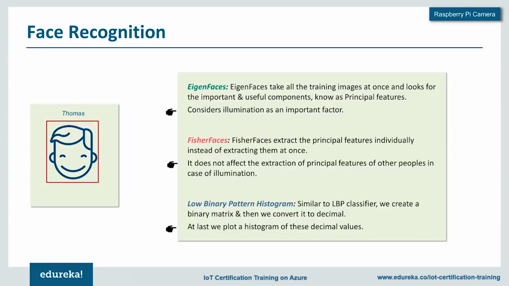Third is your LBPH, which is your local binary pattern histogram, and this is very similar to your LBP as well. But what happens here is that you create a binary matrix and convert it into a decimal value, and then you plot a histogram with respect to it. So what happens here is a comparison with respect to the histograms that are present. So each face will have a correspondingly different histogram, and I just compare these histograms in order to identify which face it belongs to.